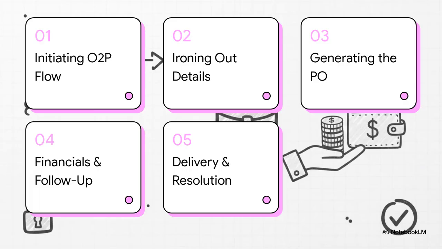Okay, here's our roadmap for today. We're going to take a pretty dense 15-step procedure and break it down into 5 clear phases: initiating the flow, ironing out the details, generating the purchase order, financials and follow-up, and finally, delivery and final documentation. Let's get right into it.